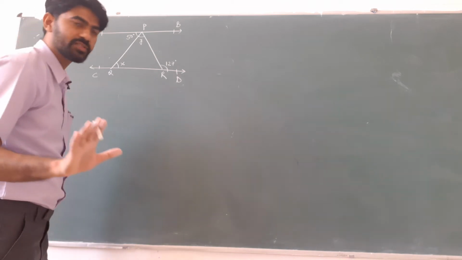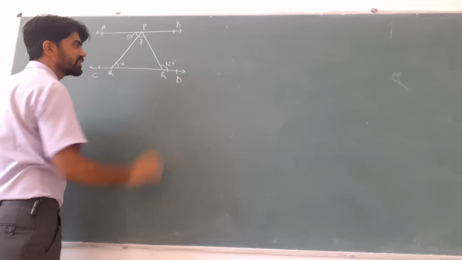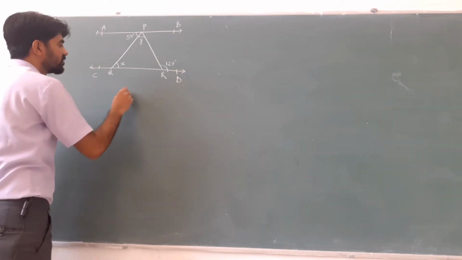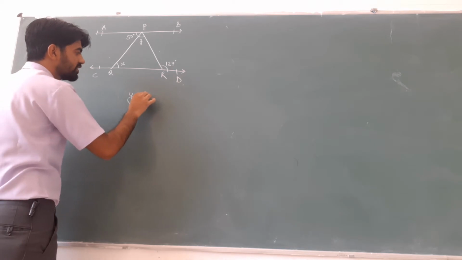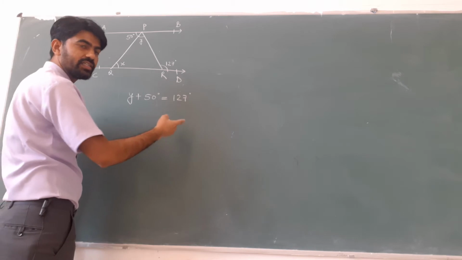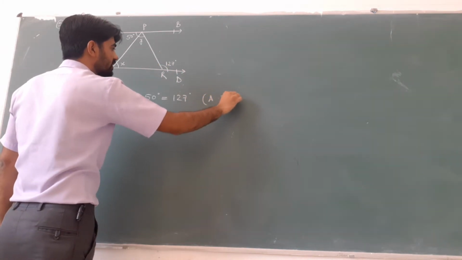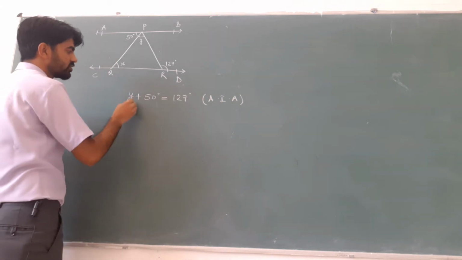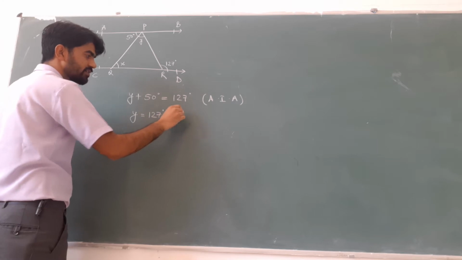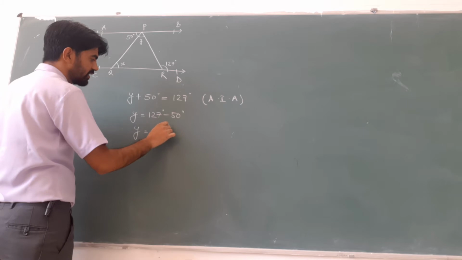In shortcut I am explaining this. Look, this complete angle will be equal to 127 because these lines are parallel. So Y plus 50 degree must be equal to 127 degree. Reason will be alternate interior angles. Okay, so Y is equal to 127 degree minus 50 degree. So Y will be equal to, subtract, this 77 degree.